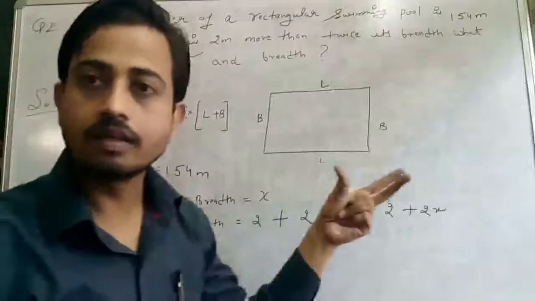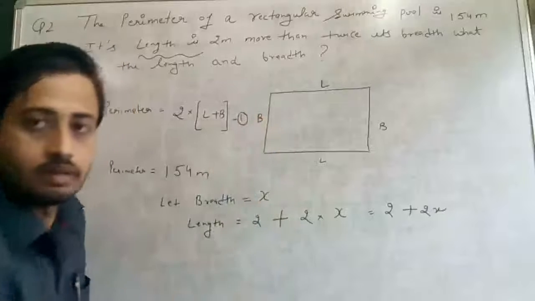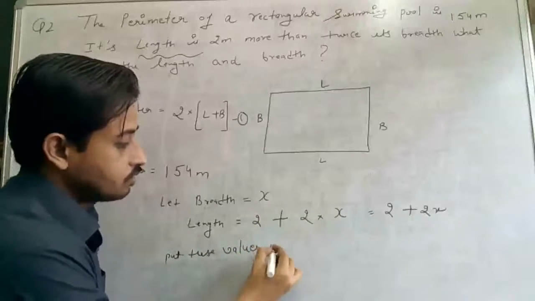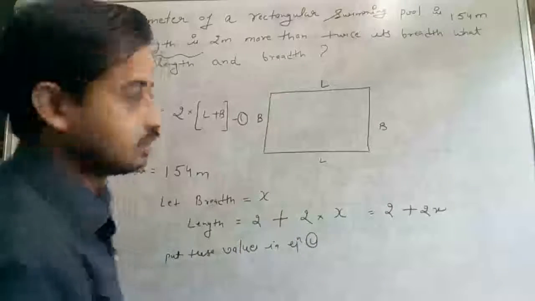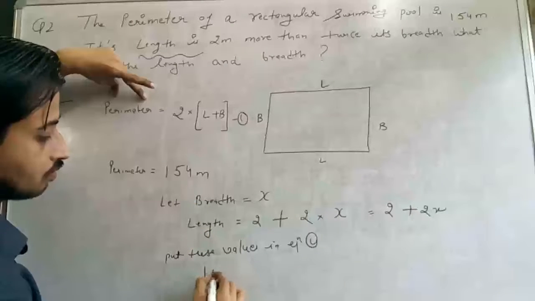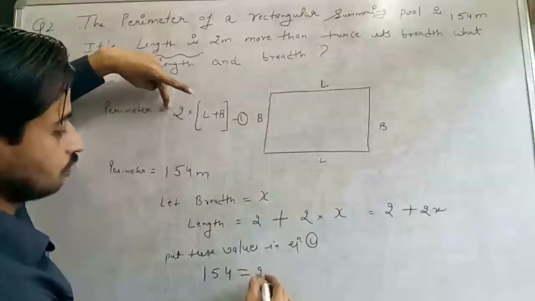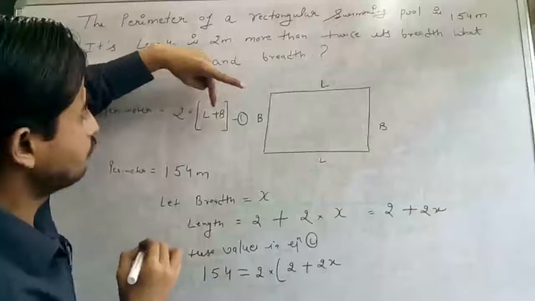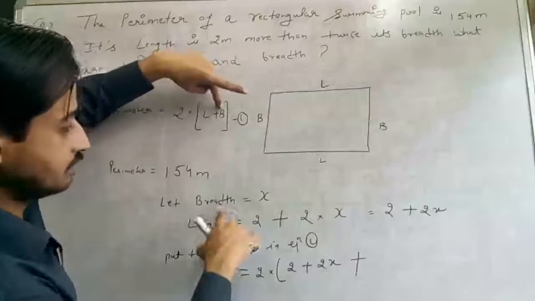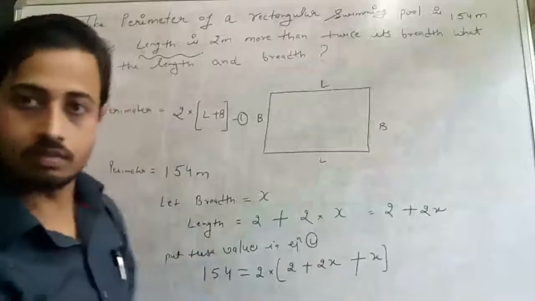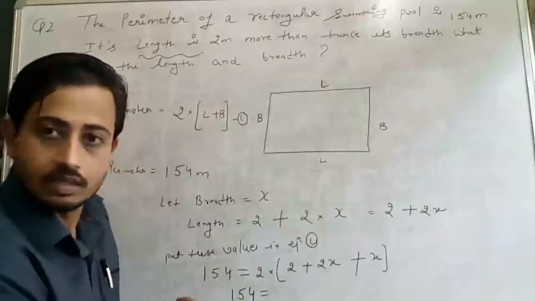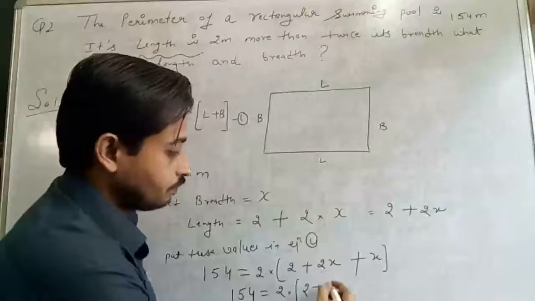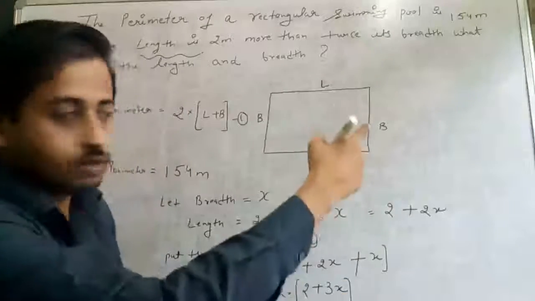Put all the values in equation 1. Now put these values in equation first. Here is perimeter, and we know perimeter is 154. Now it is equal to 2 multiplied by length, and what's the length? 2 plus 2x plus breadth, and breadth is x. Now we have to solve this. So to solve, 154 is equal to 2 multiplied by 2x plus x, which is equal to 3x.